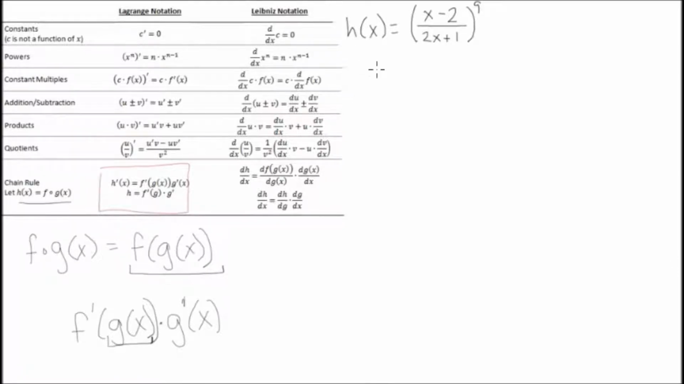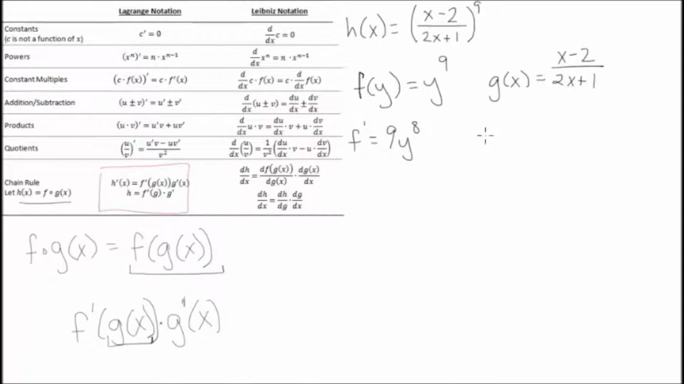All right, so to get the solution here, I'm going to break this into two different functions. I'm going to say that my f of y is equal to y to the 9th, and that my g of x is equal to x minus 2 over 2x plus 1. And I can stop there because I recognize this is a quotient, and I can use the quotient rule if I want to. So I'll take the derivative of f with respect to y is equal to 9y to the 8th.